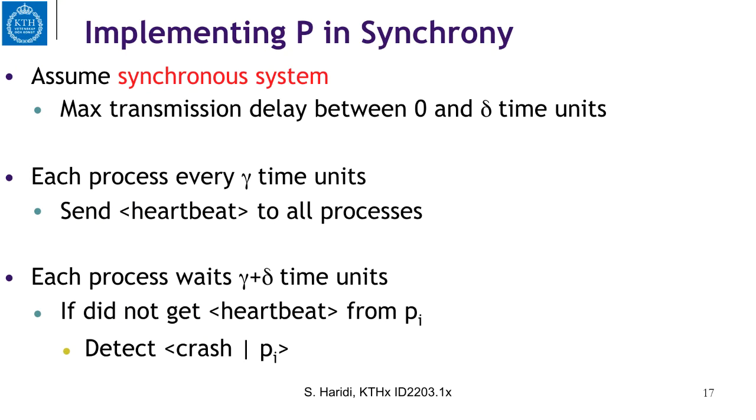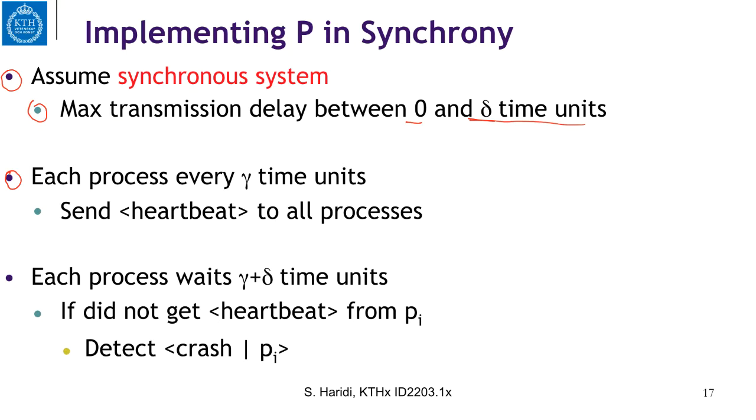Now here is a possible implementation of P. We assume a synchronous system. And by assuming that, we are saying that the max transmission delay of messages is between 0 and delta time units. So if you send a message, it will arrive at the destination within this period from 0 to delta time units. And here is how the algorithm works.